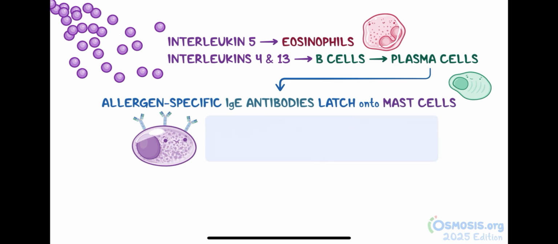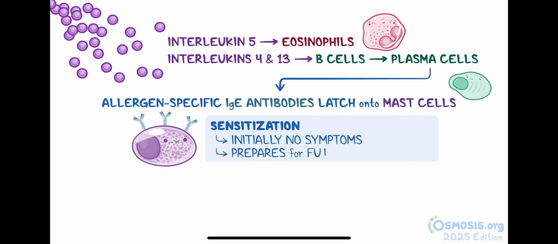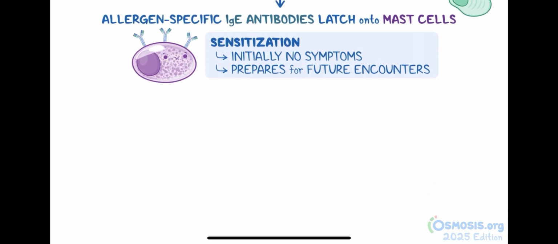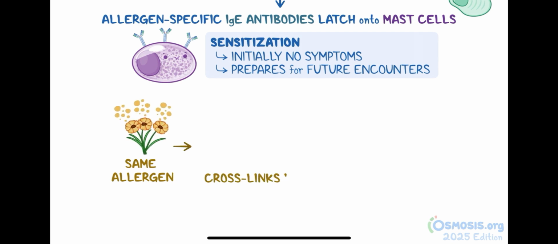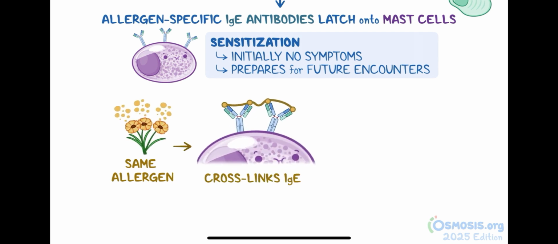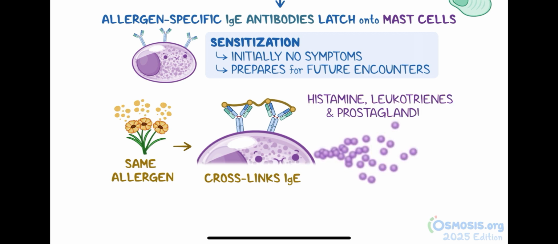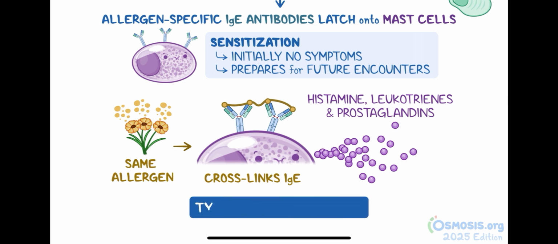This process is known as sensitization, and initially it does not cause any symptoms. Instead, it prepares mast cells for future encounters. So when the body meets the same allergen again, the allergen cross-links the IgE on the surface of mast cells, triggering the release of histamine and other inflammatory mediators, such as leukotrienes and prostaglandins. This IgE-mediated immune response is known as type 1 hypersensitivity.